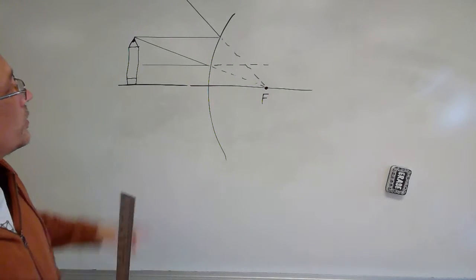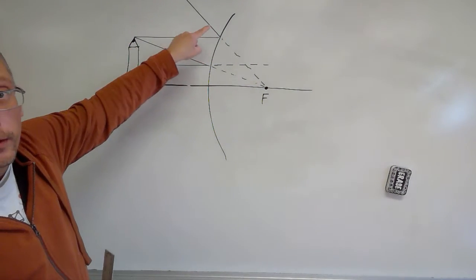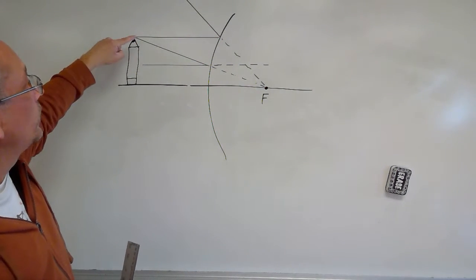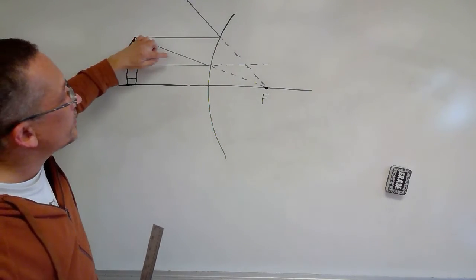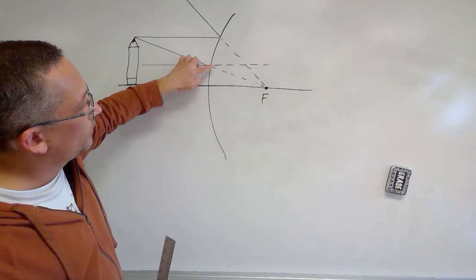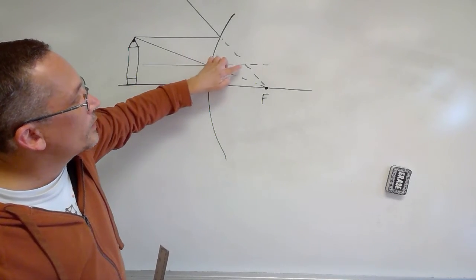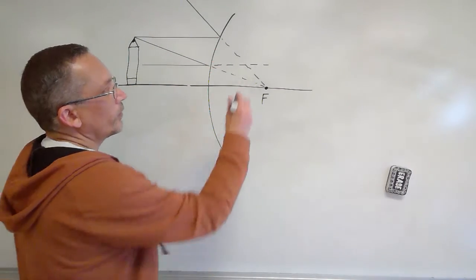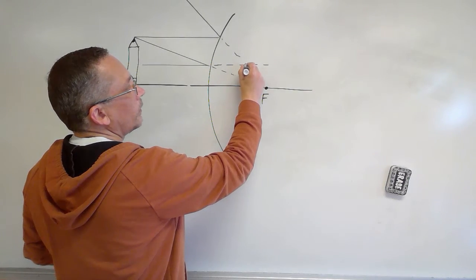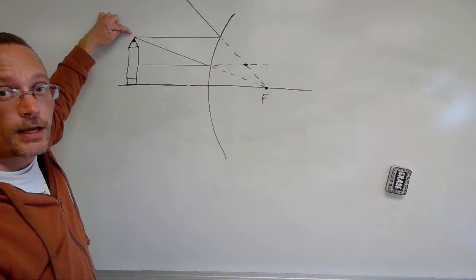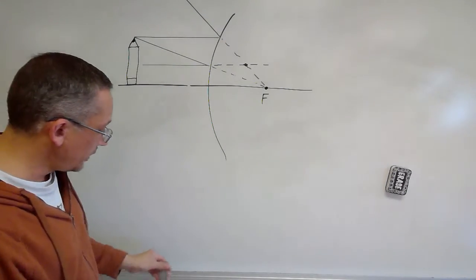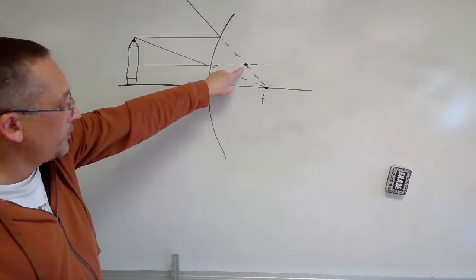Okay, so the first one goes parallel and then away from the focus. The second one goes towards the focus and then parallel. And you can see where these two lines meet. We're behind the mirror here, where this one meets this one. This point right here is the point in the reflection that corresponds to that point on my object. So here is the image.